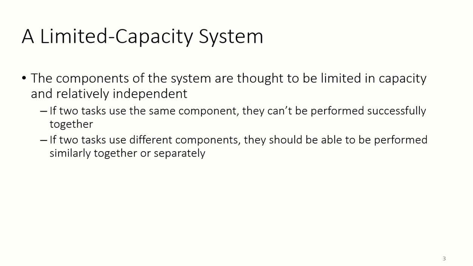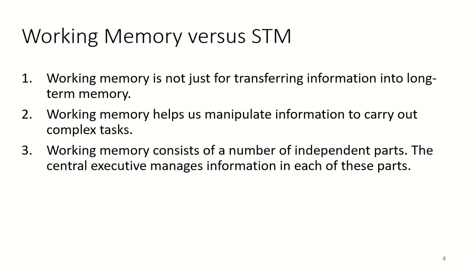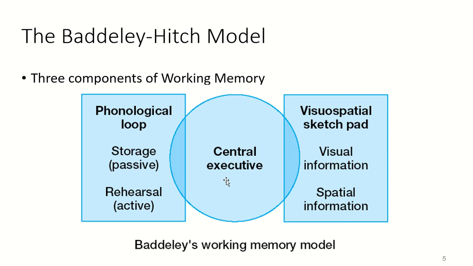Working memory is different from short-term memory, as I said, because it's a more active system. It's not just for transferring information into long-term memory. It actually helps us manipulate information to carry out complex tasks. And as I said, it has three parts: the visuospatial sketchpad, the phonological loop, and the central executive in the middle. I'm going to talk about each of those parts in a little bit.